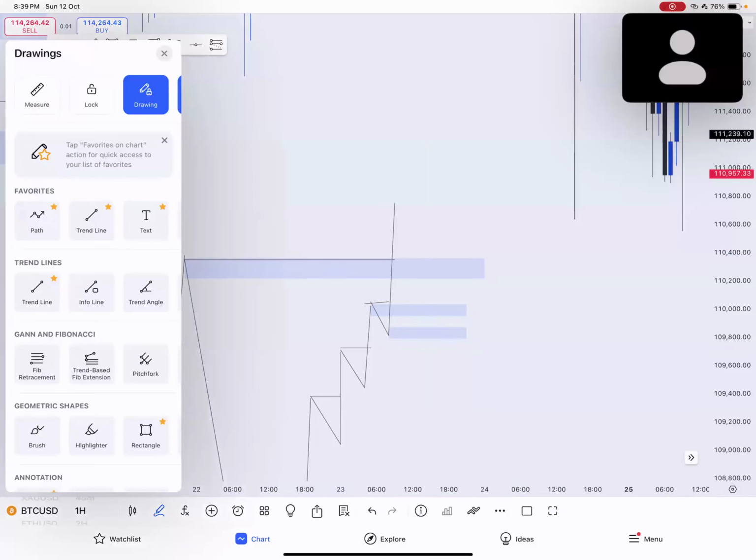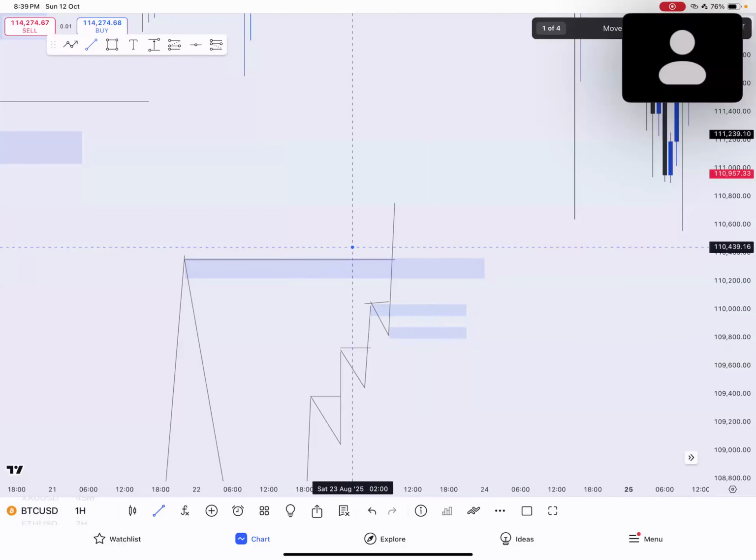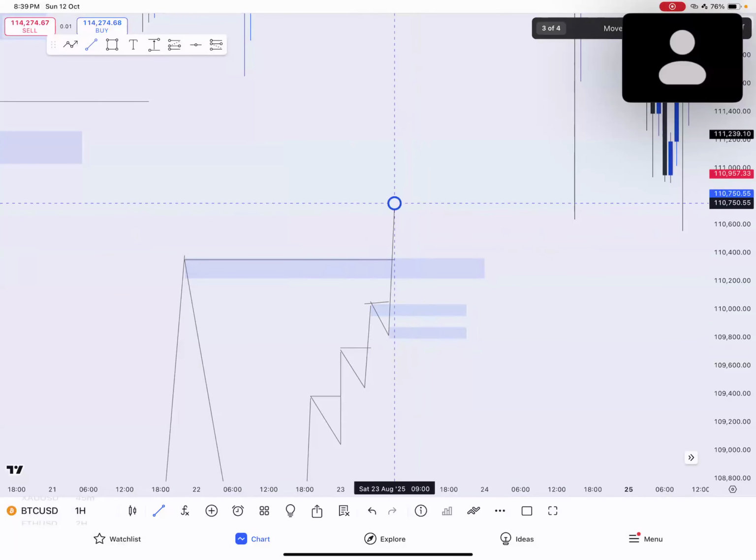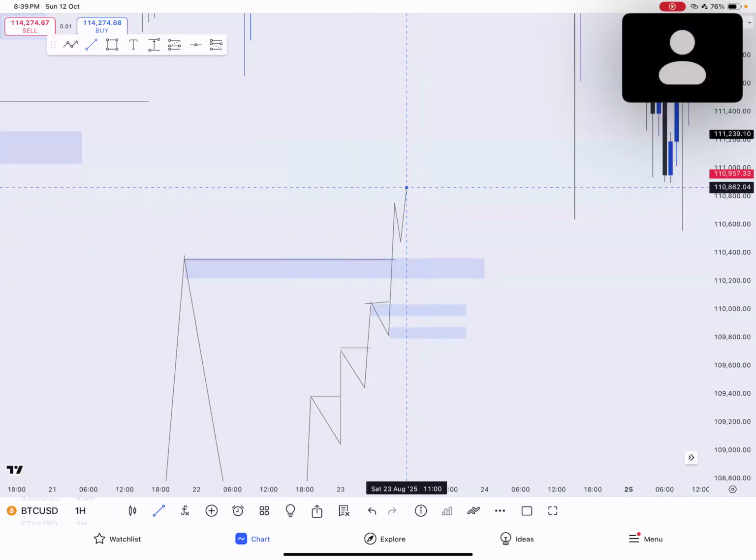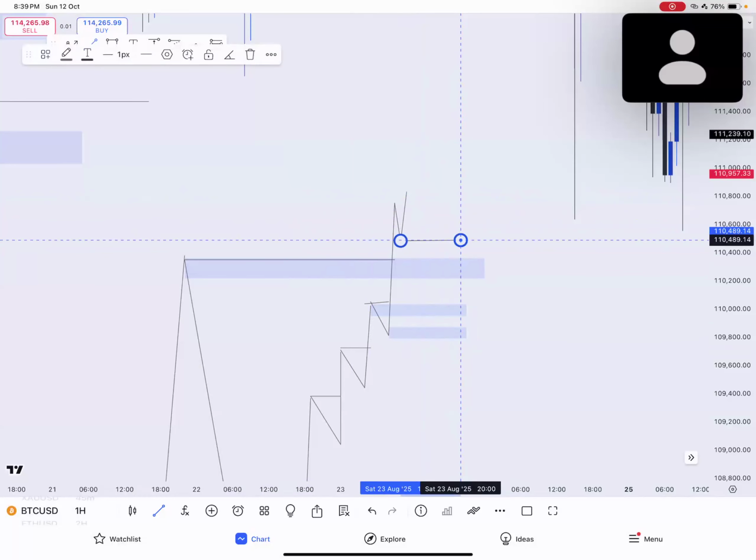Second rule, there should be an inducement or liquidity, meaning that we should expect price to give us a pullback to the downside before pushing back up. When this happens, we mark this low as our inducement.